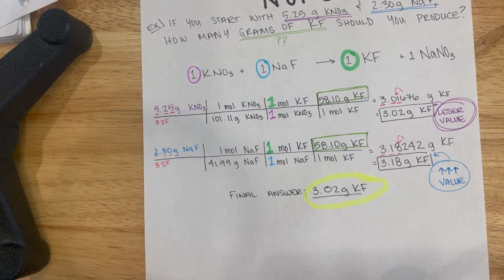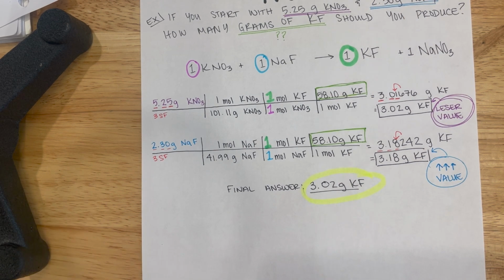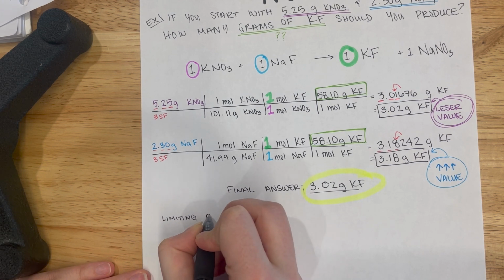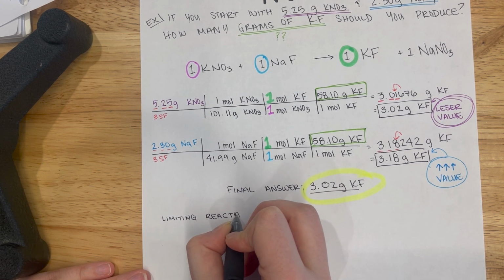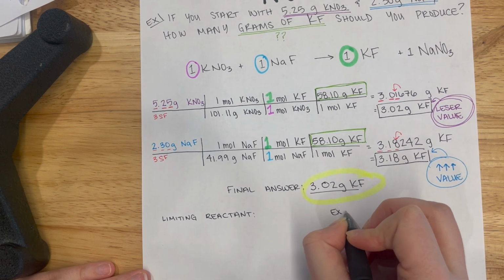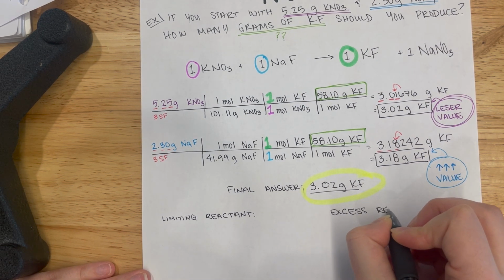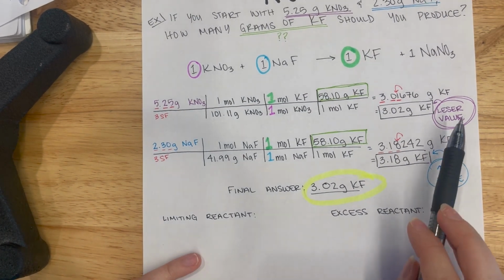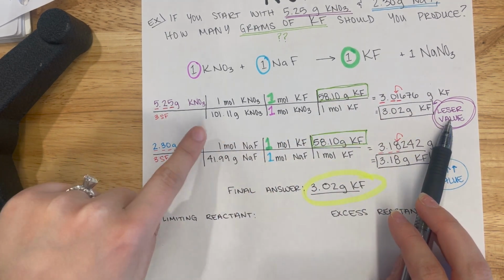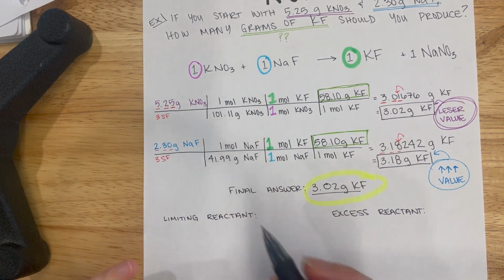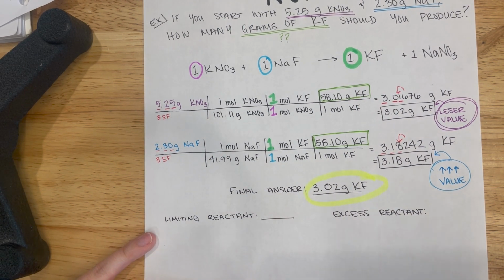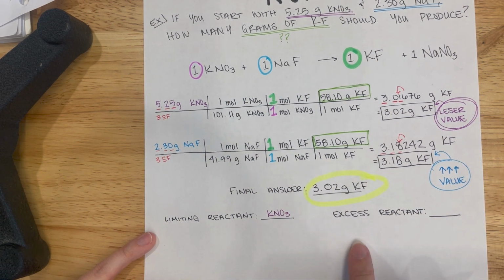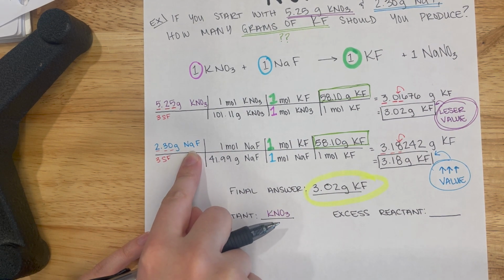Okay, so one other question that you could be asked at this point is, which one of these things is our limiting reactant? And which one of these things is our excess reactant? Now, limiting is the thing that limits it. So if we look back at what gave us our lesser value, it was potassium nitrate. So that means our limiting reactant here is potassium nitrate, which means which one did we end up with excess of? Sodium fluoride.